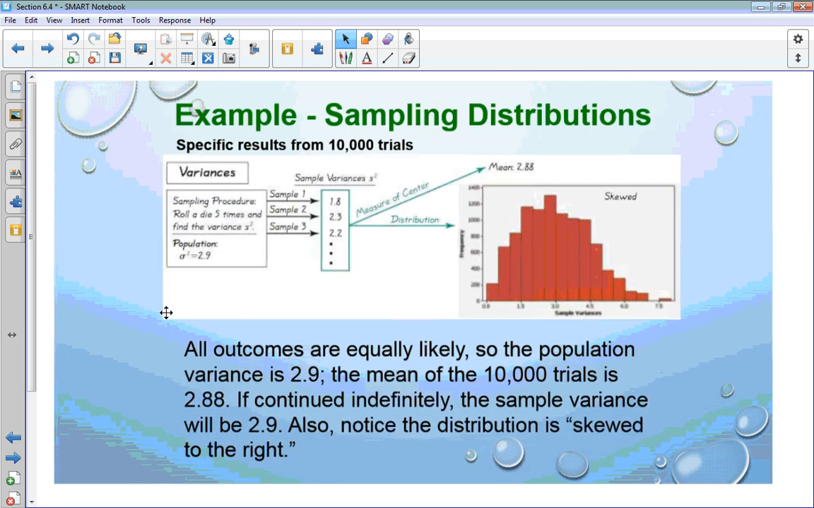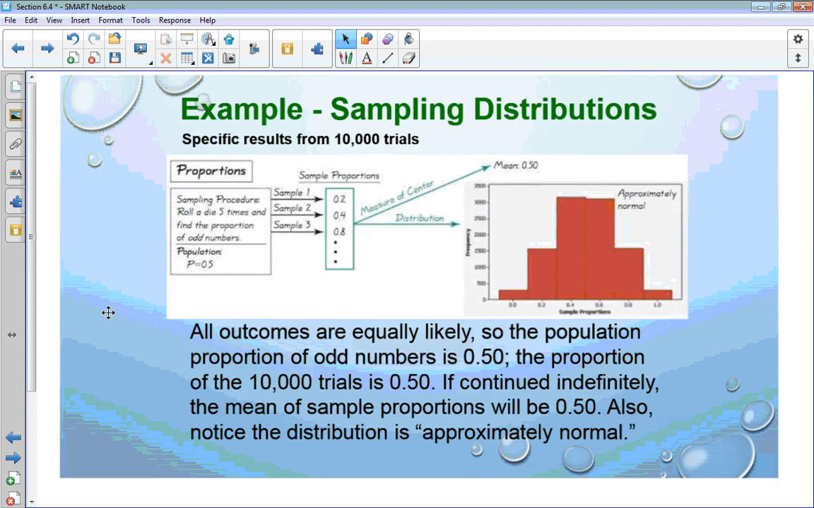The same thing here was done, but this time with variance. All those 10,000 trials, we found the sample variance. And again, that will approach the population variance. However, this distribution is skewed right. The same thing again with proportions.